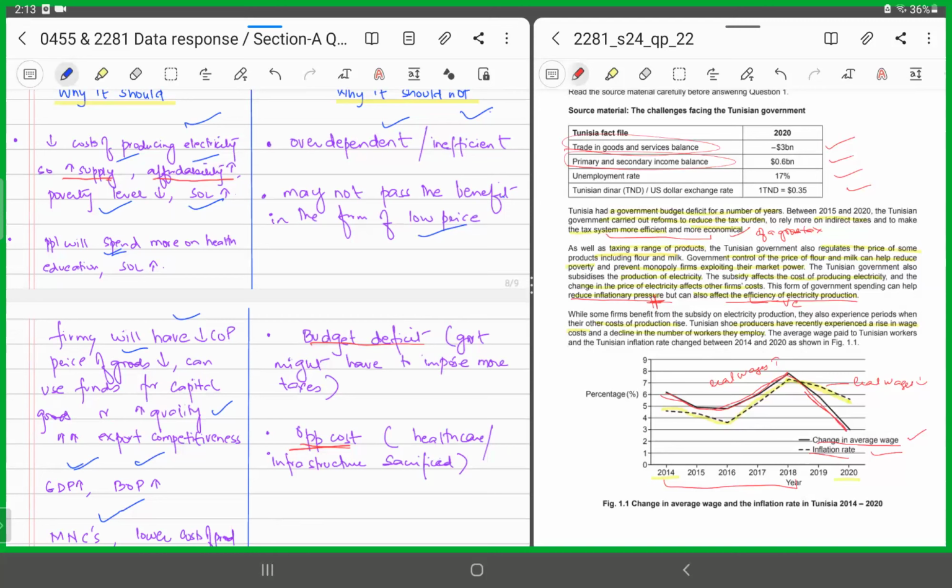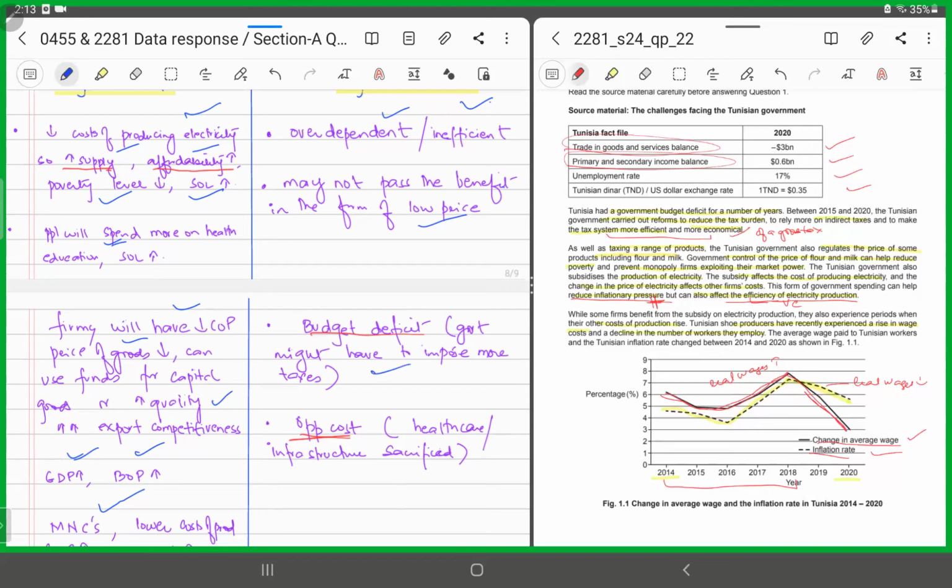So this means that its expenses, its spending, would be greater than its revenues. So in order to compensate for this budget deficit, it might be imposing more taxes. And imposing more taxes would again mean that the people might not be better off. So it might not be good in that situation.